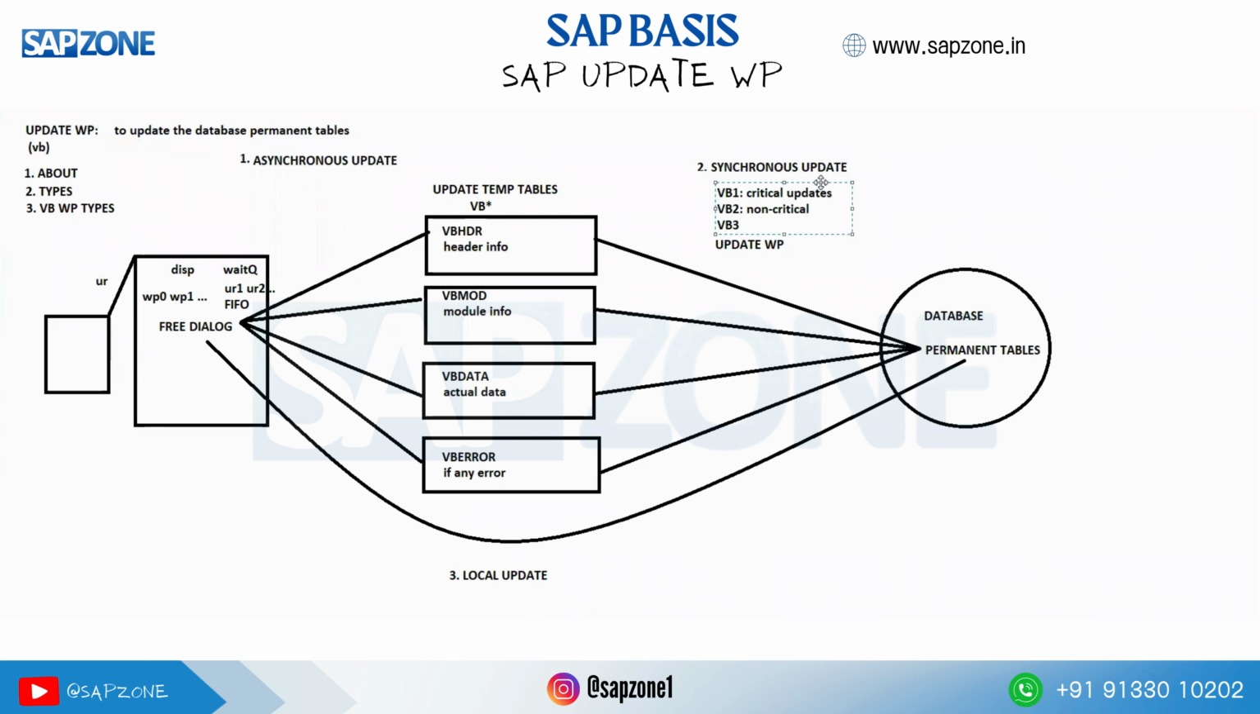Let me write here better. VB2 handles non-critical updates. VB3 is SAP reserved. These are the work process types. Actually, work processes are 7 types. Again in the update work process we have 3 more types. To handle critical we have VB1, to handle non-critical we have VB2, and VB3 we have, but it's SAP reserved. We can just forget this.